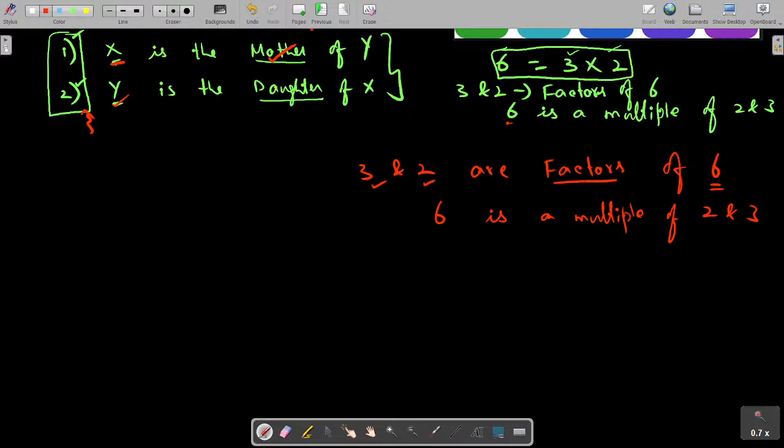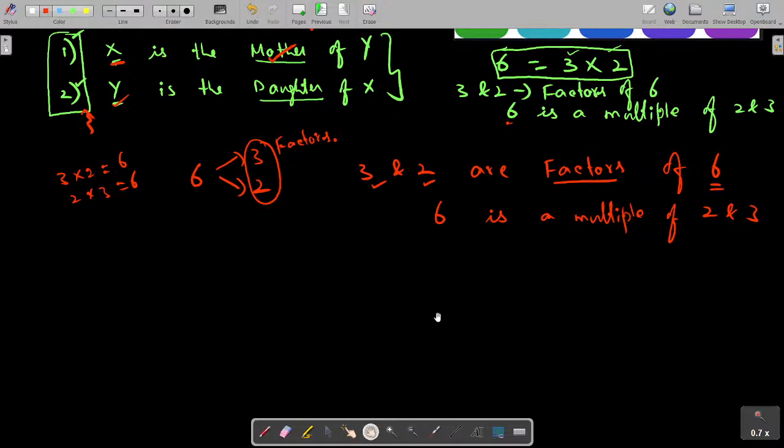So what are factors? How can you break this 6 into 3 into 2? I call these factors. How do you call these factors? Because 3 into 2 is 6 and 2 into 3 is 6. So 6 is a multiple of 2 and 3. It's the same thing you are expressing from a different angle. X is the mother of Y, Y is the daughter of X. This is the same thing, but you are expressing it in a different way, right?